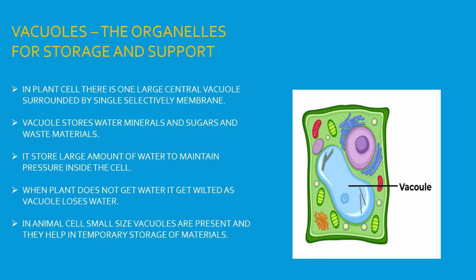Vacuole stores water, minerals, sugars, and waste materials. It stores a large amount of water to maintain pressure inside the cell. When a plant does not get water, it gets wilted as the vacuole loses water. In animal cells, small-sized vacuoles are present and they help in temporary storage of material.